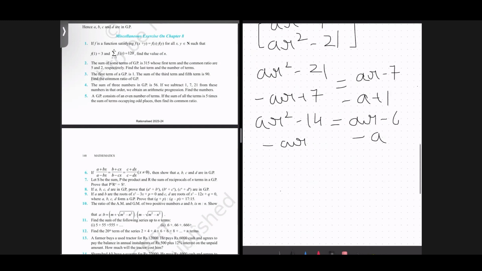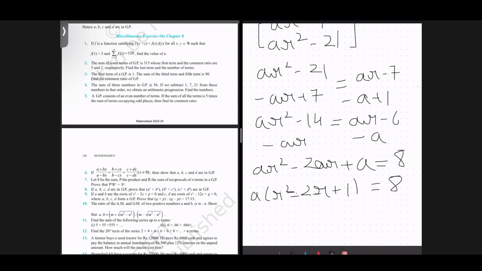So when you take all of these terms out in the RHS, when you separate these terms out, you get ar square minus 2ar plus a equals 8, right? Taking a out common, you get a times r square minus 2r plus 1 equals 8. Now we have these two equations.